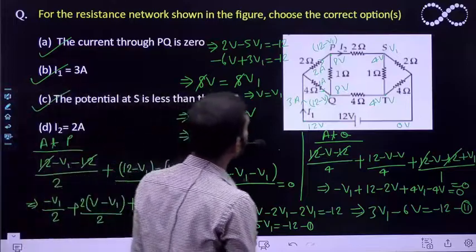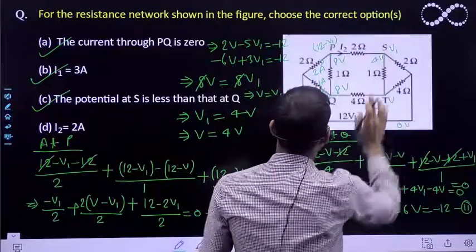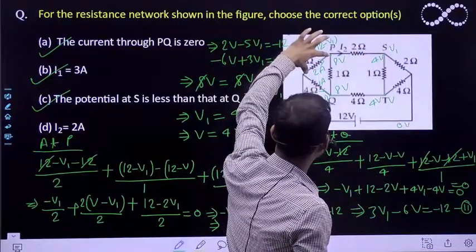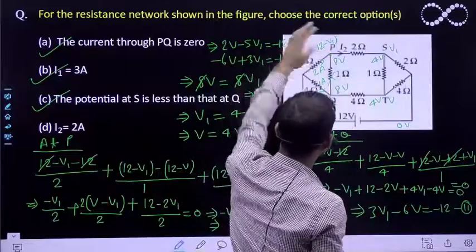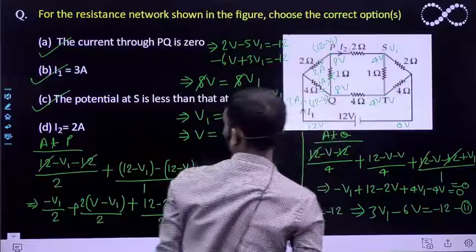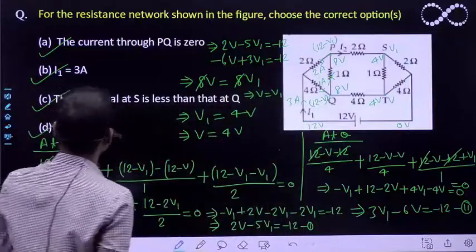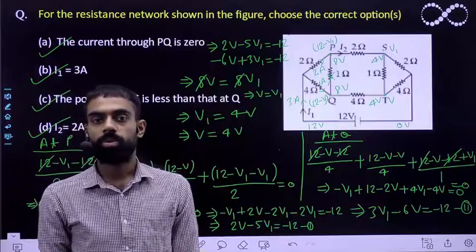I2 is 2 ampere. Where is I2? Let us see here. I2 is this one. Since you know in this branch the current is 2 ampere and in this branch there is no current, all the 2 ampere current will flow in this branch only. So I2 will also be 2 ampere, right? So this is also correct. So from here I can see all the options are correct. Okay students, I hope you understood this question.